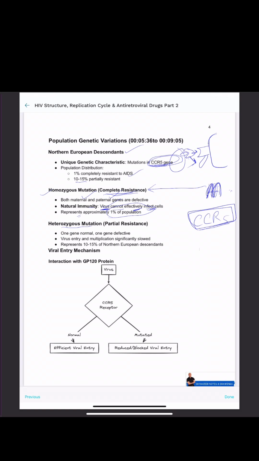And when there is a heterozygous mutation, this type of mutation is in the gene which makes this particular receptor, so one gene is normal and the other gene is defective. Virus entry will take place, but multiplication is significantly slowed. This virus will enter the cell, but its multiplication will be slow.